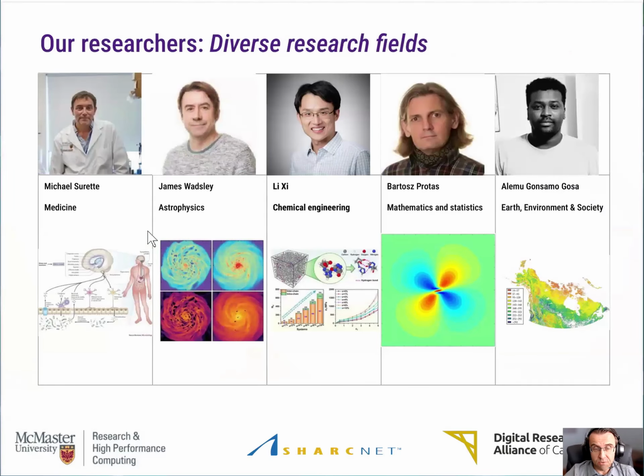Here is a slide just to give you a glimpse of what kind of breadth and variety of research is supported at McMaster by Alliance resources. These are just 5 researchers and research teams I picked. These are some of the bigger users based at McMaster University using our resources last year. You can see there are a variety of disciplines covered here, from medicine to astrophysics to chemical engineering to mathematics and statistics to earth, environment, and society. And of course, there are many, many other fields not listed here.